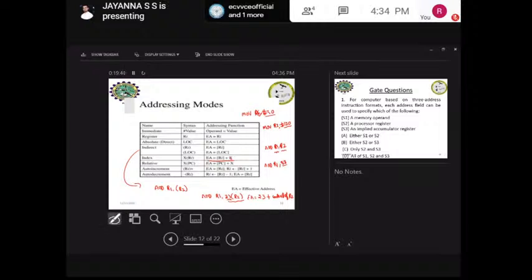The next is the relative addressing mode. This relative addressing mode is used only for fetching the instruction, which is in the form of X of PC. PC means program counter. Therefore, the effective address is formed by adding the content of the PC plus the constant value X.